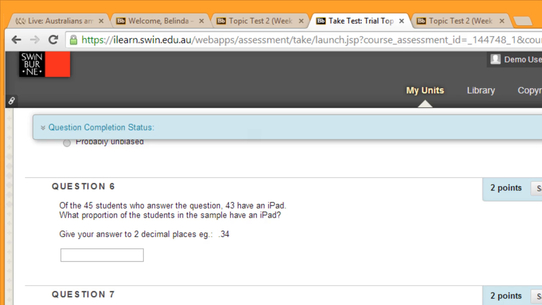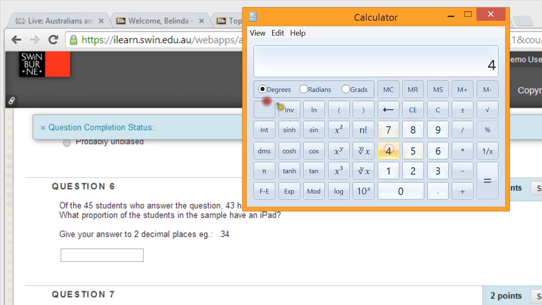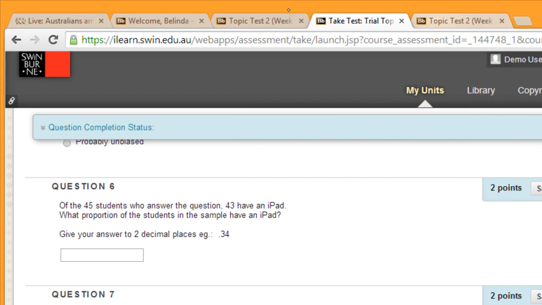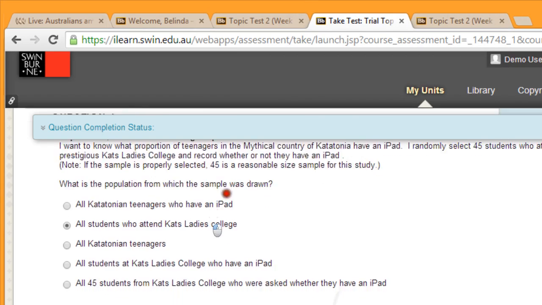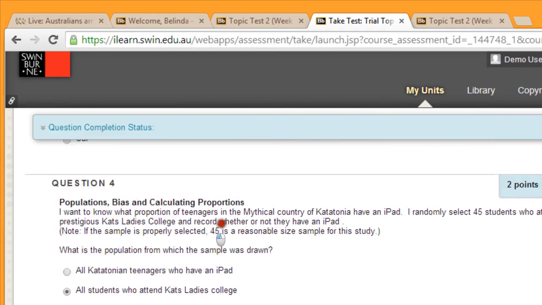Of the 45 students who answered the question, 43 have an iPad. What proportion of students in the sample have an iPad? So we need to open our calculator, and we go 43 divided by 45 equals 0.955. We're going to do it to 2 decimal places, so we will write 0.96. So 43 out of 45 people is 0.96. Just making sure it was 45.